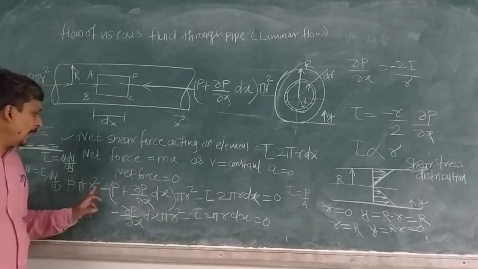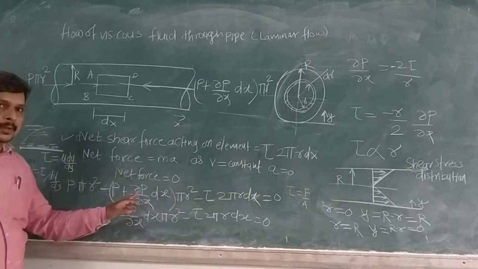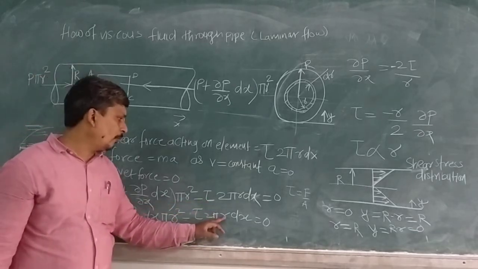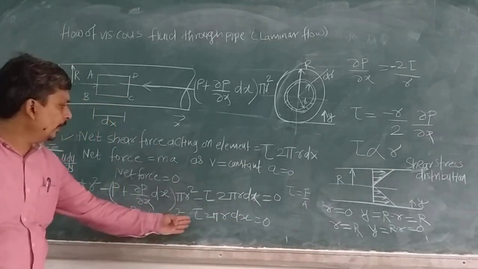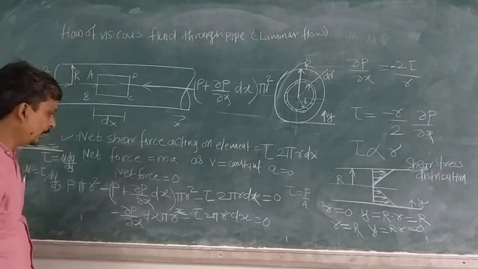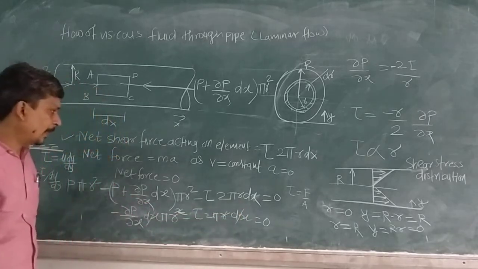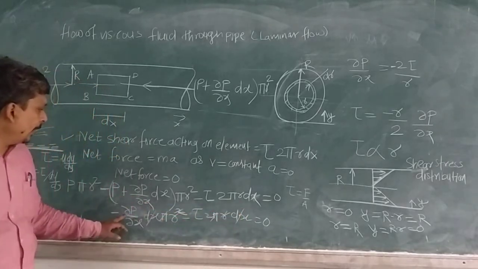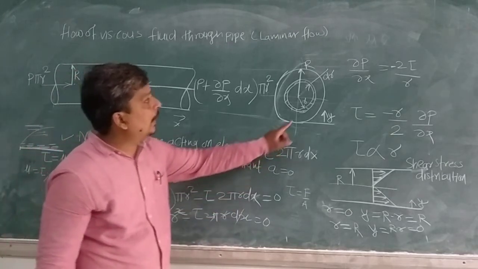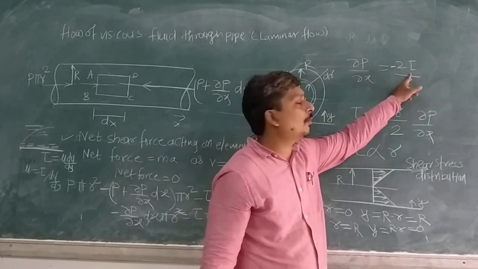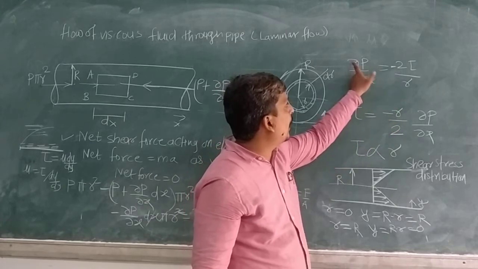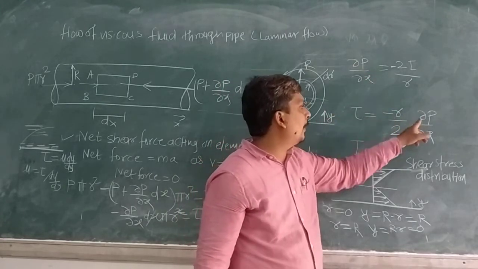Now this P pi r square will be cancelled, and we get minus delta P by delta x dx pi r square minus tau 2 pi r dx equals 0. Taking tau on the right side, r will be cancelled, dx cancels, pi will be cancelled. So we get delta P by delta x r only, equals minus 2 tau. So the shear stress tau will be equal to minus r by 2 delta P by delta x.